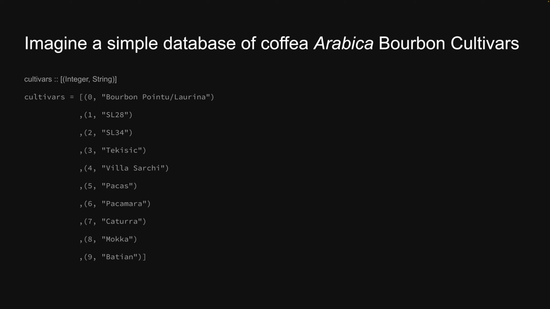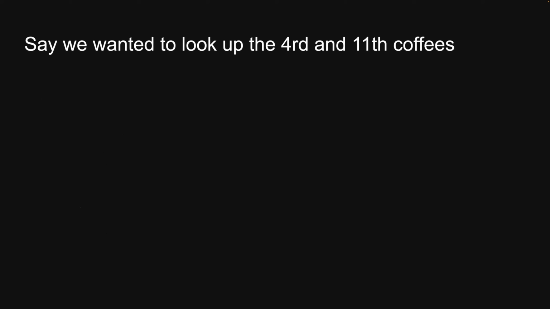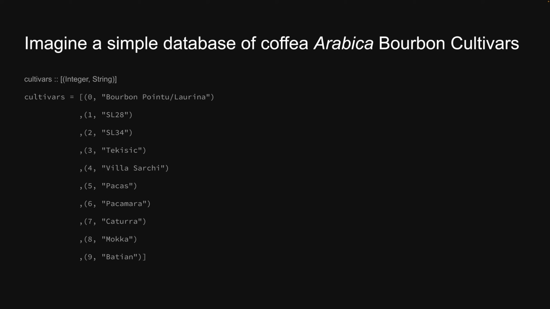And so say you were going to some coffee shop that had only cultivars of this bourbon type of Coffea Arabica. And they only used a database. So say you had to pick a number and it would speak out loud what your choice was. So say I had to pick 0 in order to get the Bourbon Poitou Laurina, and you had to pick 1 to get the SL28. I don't know what happened to my 10th item on there. I thought I had one more item on there. So it goes 0 through 9, so 10 items in the cultivars.